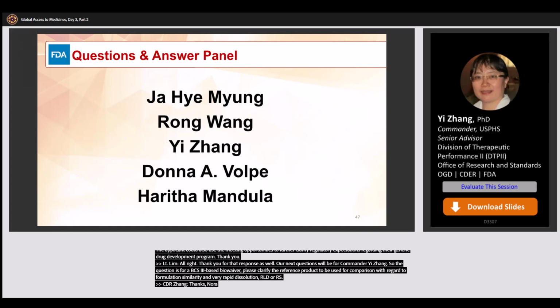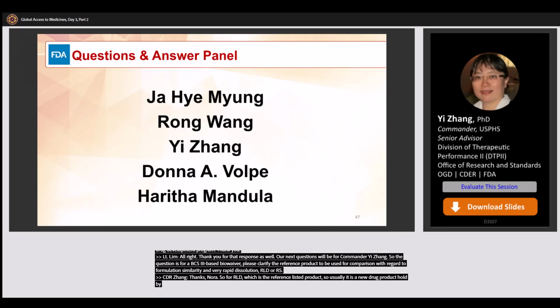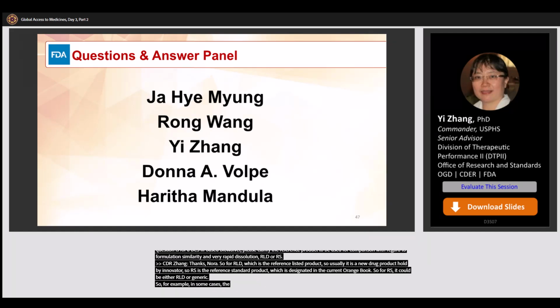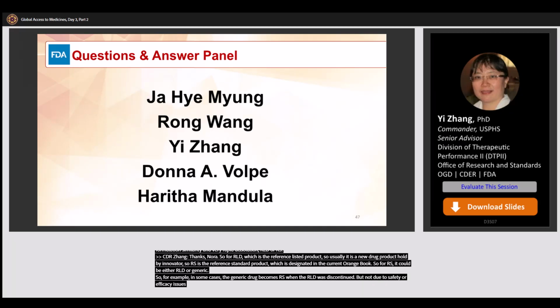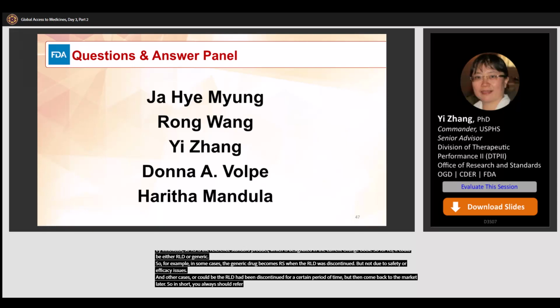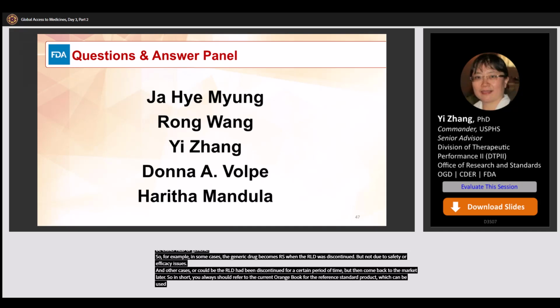Thanks, Nora. So RLD, which is the reference listed drug, is usually a new drug product held by the innovator. RS is the reference standard product, which is designated in the current Orange Book. So for RS, it could be either RLD or generic. For example, in some cases, the generic drug becomes RS when the RLD was discontinued, but not due to safety or efficacy issues. In other cases, the RLD had been discontinued for a certain period of time, but then came back to the market later. So in short, you should always refer to the current Orange Book for the reference standard product, which can be used for your BCS3 based biowaiver request. Over. Thank you.